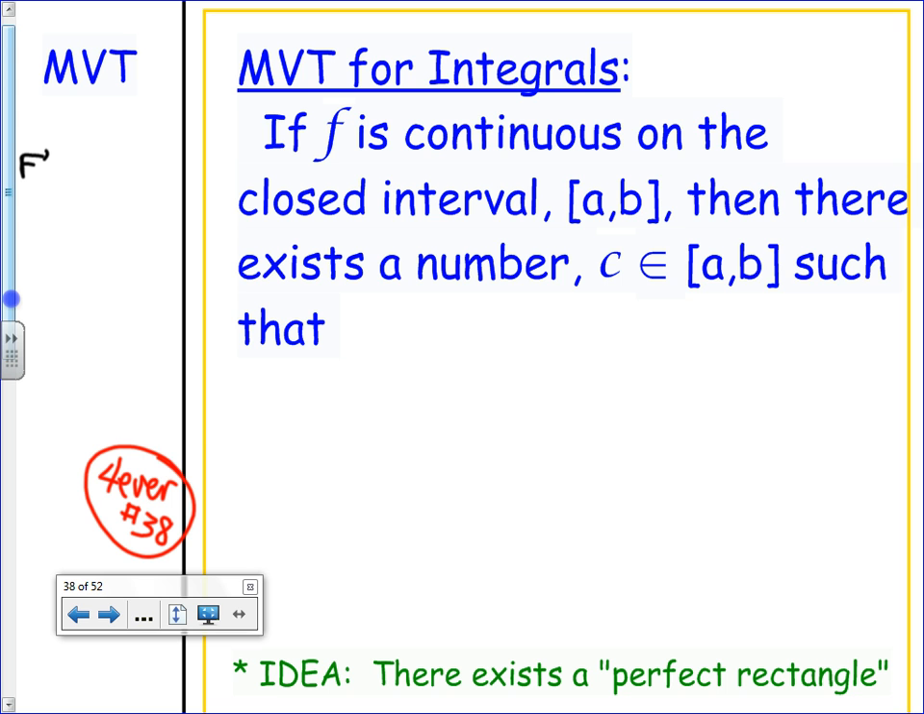MVT, which we saw with FTC. So many letters to keep track of. Mean value theorem, average equals instantaneous. The average rate of capital F, which would be the change in capital F over the change in x. MVT, average equals instantaneous at a specific point. Why am I writing capital F's?